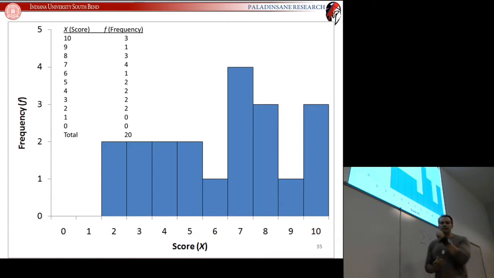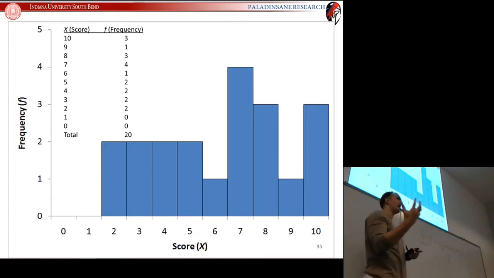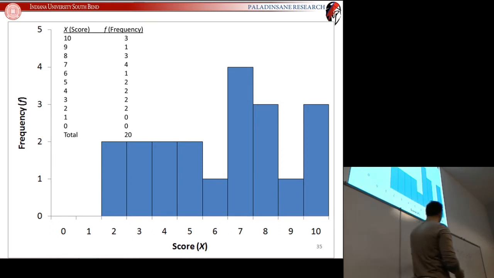And once again, it's important to remember what a histogram is actually showing you. So if somebody was to ask a question about your distribution, such as what is the most common score? What was the most typical or common score in your distribution? It's very easy to take a look at this histogram and say, well, the most common score is going to be the one with the highest frequency. It's going to be the one with the tallest bar. That's a 7.